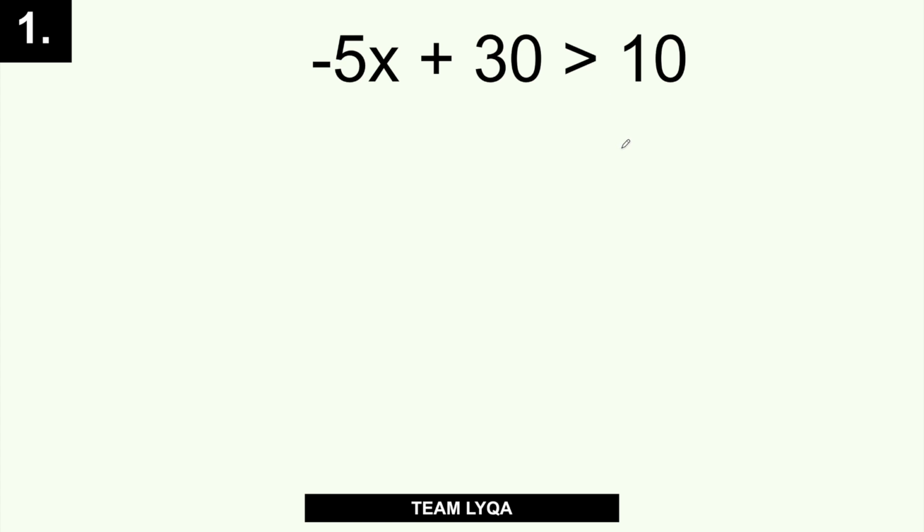Just being mindful na when you're dealing with negative numbers, ibabaliktad mo yung direction, and also if you're going to switch yung position ng x. Now, in this case, this is negative 5x. Imumove ko to sa kabila, and to do that, gagawin ko siyang minus. So 10 minus 30. So negative 5x is greater than 10 minus 30, which is negative 20. Again, I'm just subtracting positive 30 sa positive 10.